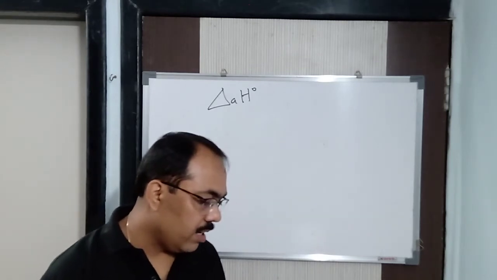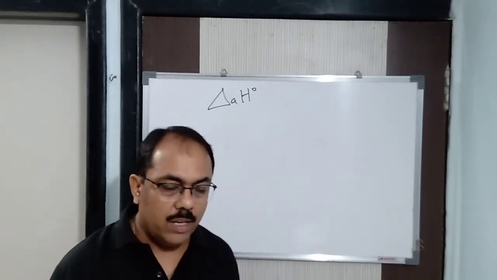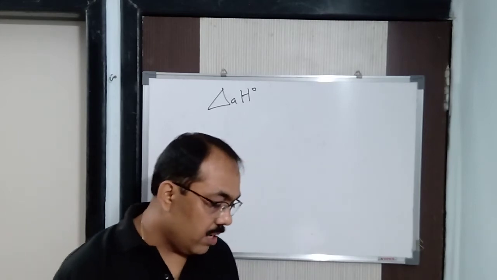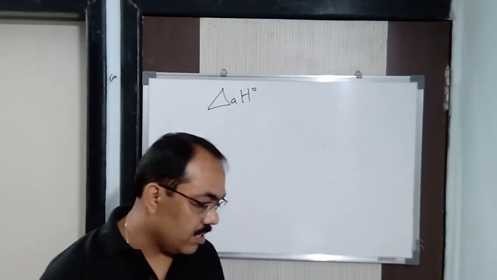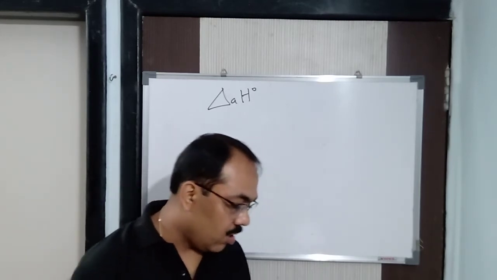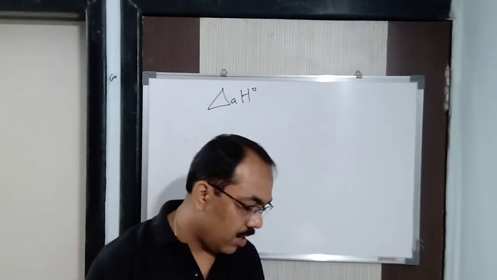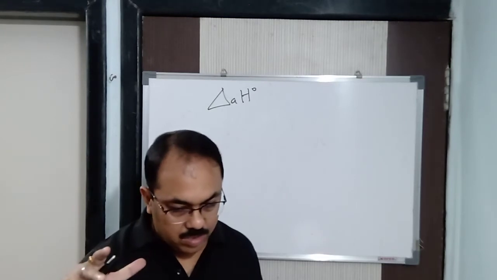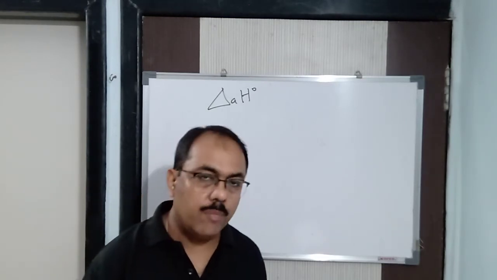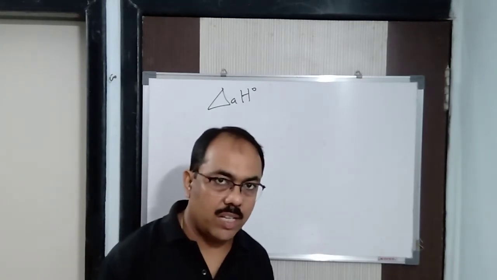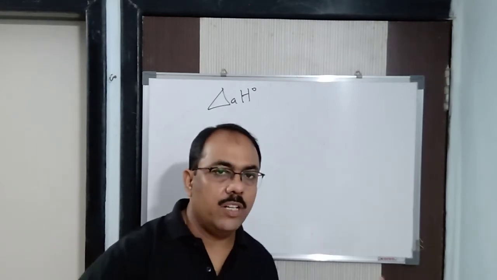Next is enthalpy of ionization. When 1 mole of a covalent compound on dissolution in water splits up to produce ions in the solution, the enthalpy change is called enthalpy of ionization. It may be an ionic compound or a covalent compound also, like HCl. When it dissolves in water, it splits up into its ions.